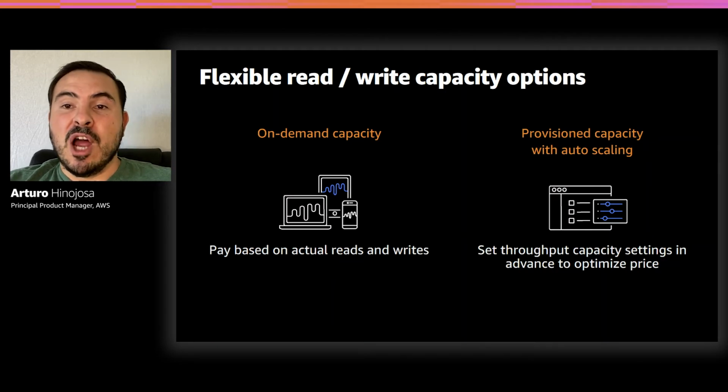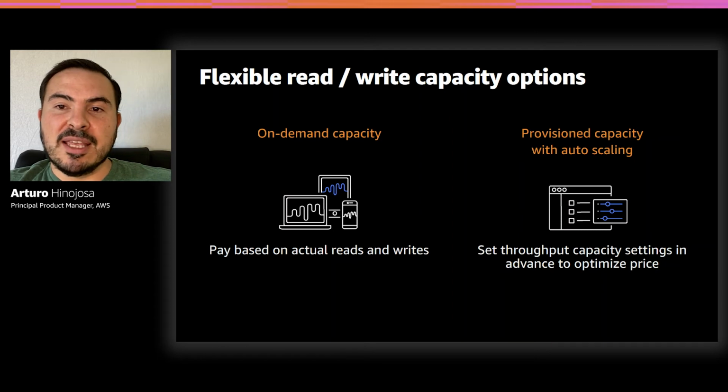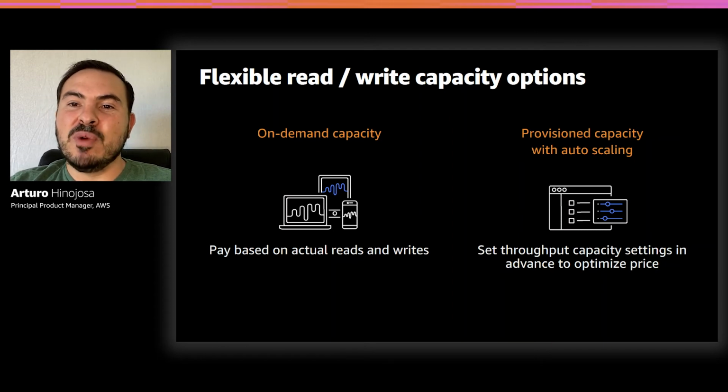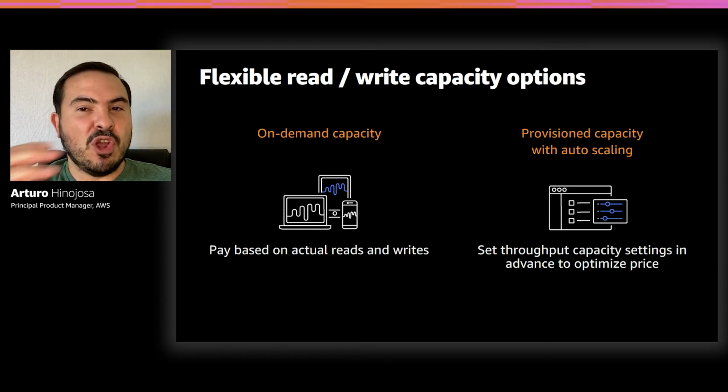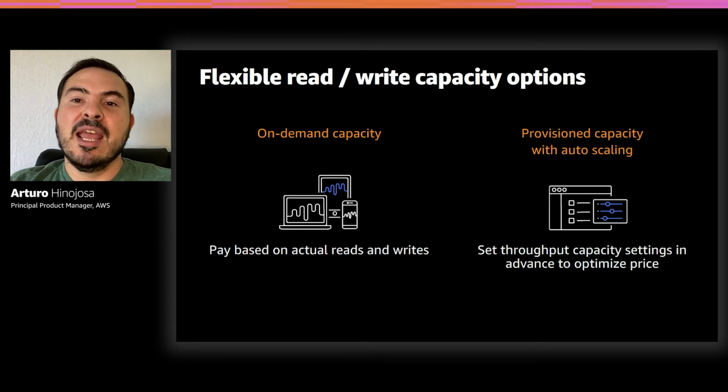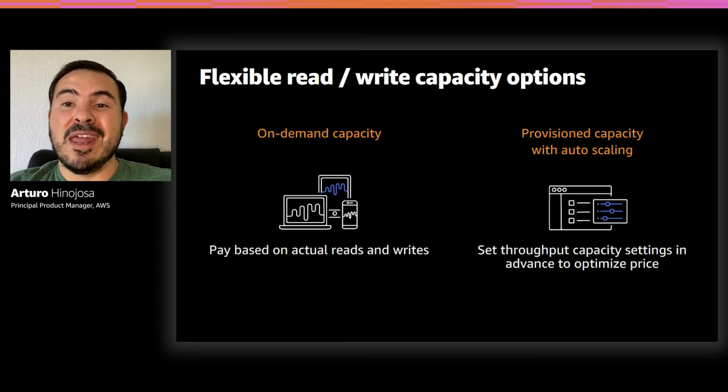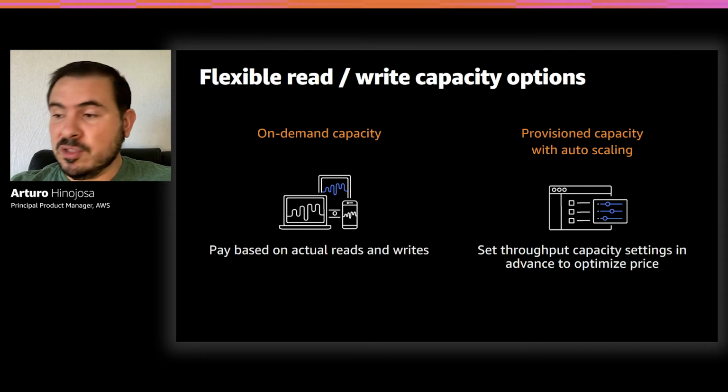The other option we offer is provisioned capacity with auto-scaling. And provisioned capacity with auto-scaling is really nice for predictable workloads where you know what your traffic is going to look like. Because if you share that information with us, we're able to manage our infrastructure behind the scenes a little more efficiently and pass those savings on to you. So it helps you optimize for price for your more predictable workloads.